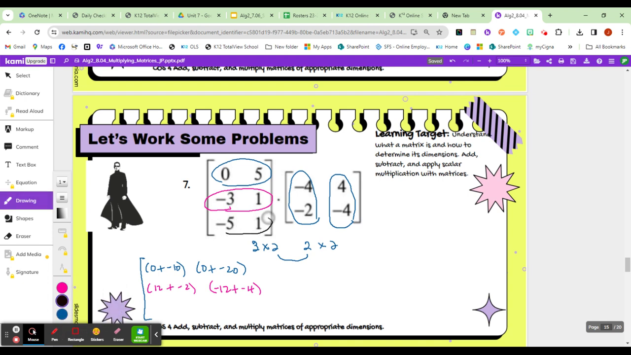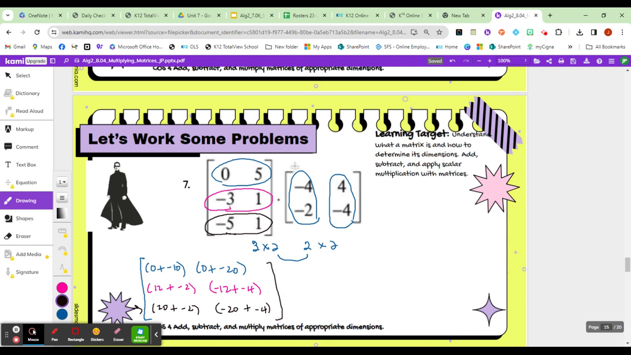Move on to my third row. So third row, again, I'm multiplying with my third row, so I'm writing in the third row of my answer. When I was multiplying with my second row, I was writing in the second row of my answer. When I was multiplying with my first row, I was writing in the first row of my answer. So -5 times -4 is +20, plus 1 times -2 is -2. Third row times second column is -5 times 4, which is -20, plus 1 times -4 is -4.